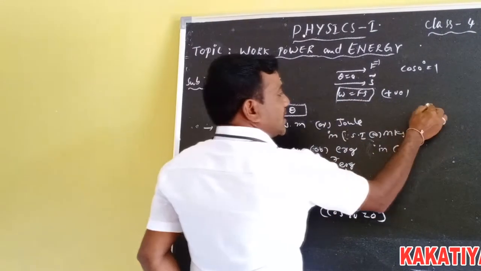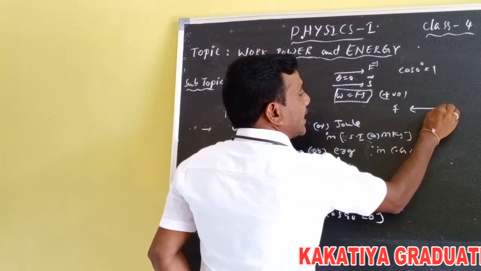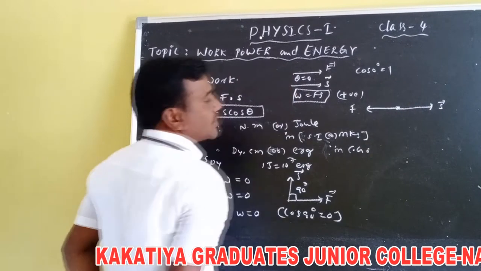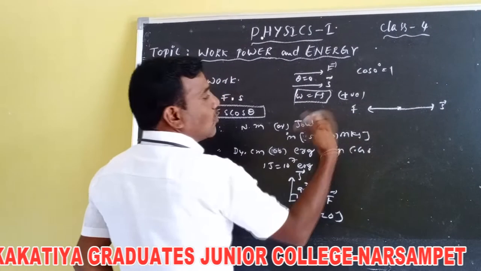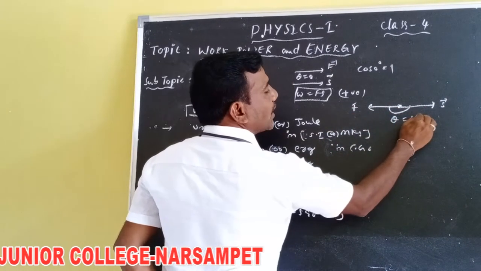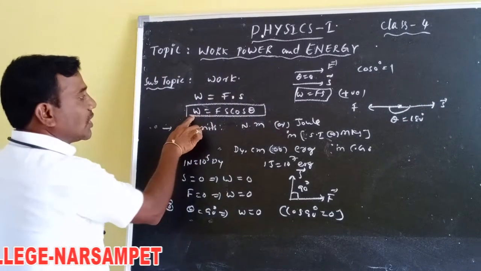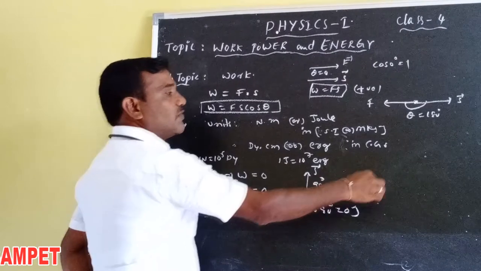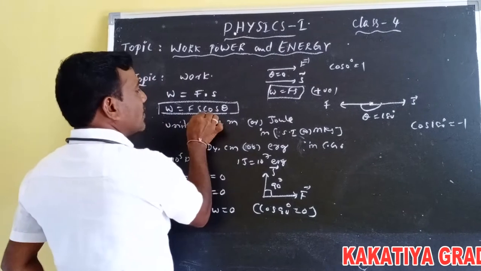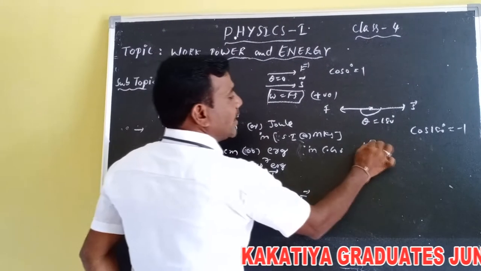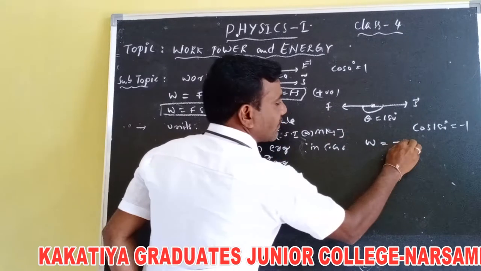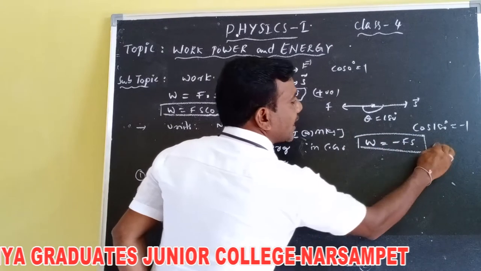But when force and displacement are in opposite directions, the angle between force and displacement is a straight line, theta is equal to 180 degrees. From the equation W is equal to Fs cos theta, cos 180 is equal to minus 1. Now we can write W is equal to minus Fs. It is negative work.